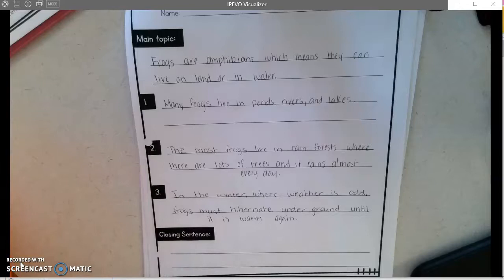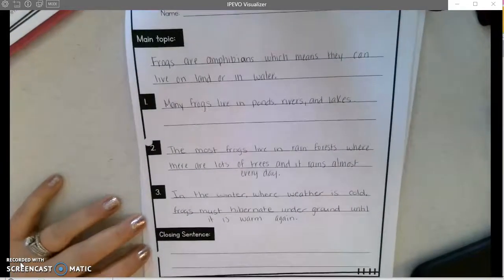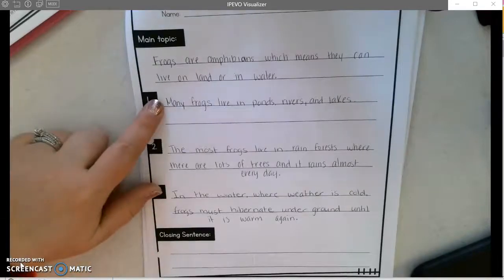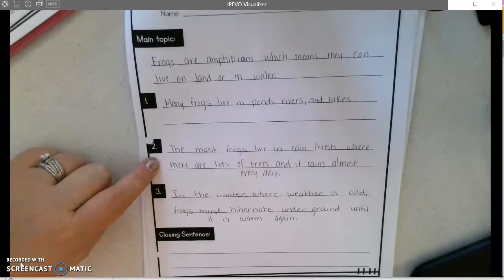Now, I want to wrap it up. Okay? There are many different kinds of frogs. The frogs that we see here that live in our ponds, rivers, and lakes are not the frogs that live in the rainforest.